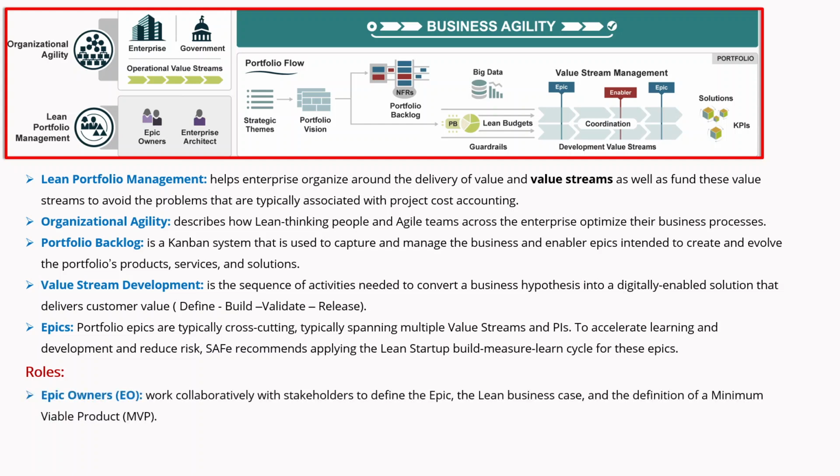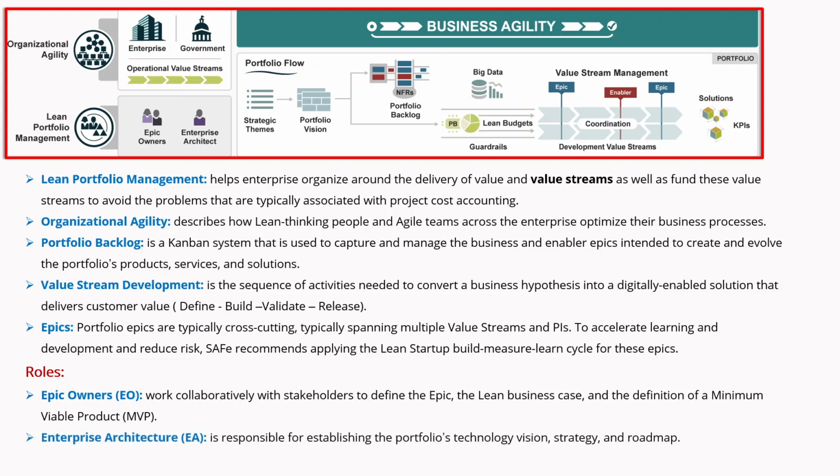So the roles are epic owners. The epic owners work collaboratively with stakeholders to define the epic, the lean business case, and the definition of a minimum viable product. The enterprise architect is responsible for establishing the portfolio's technology vision, strategy, and roadmap.